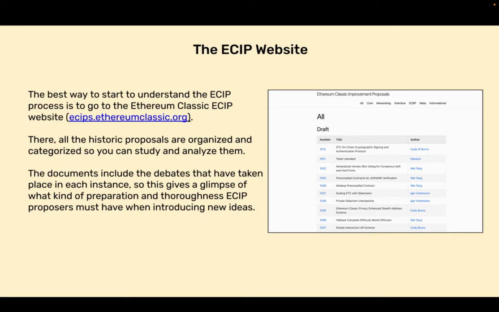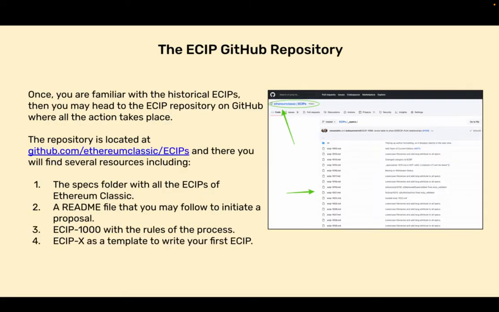The ECIP website. The best way to start to understand the ECIP process is to go to the Ethereum Classic ECIP website, located at ecips.ethereumclassic.org. There, all the historic proposals are organized and categorized so you can study and analyze them. The documents include the debates that have taken place in each instance, so this gives a glimpse of what kind of preparation and thoroughness ECIP proposers must have when introducing new ideas.